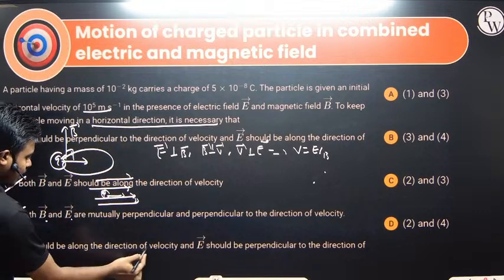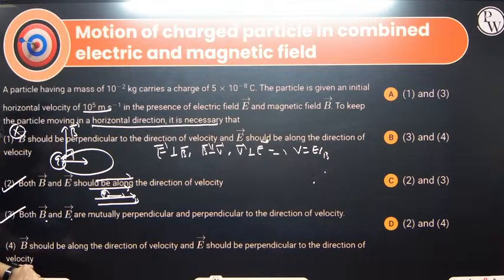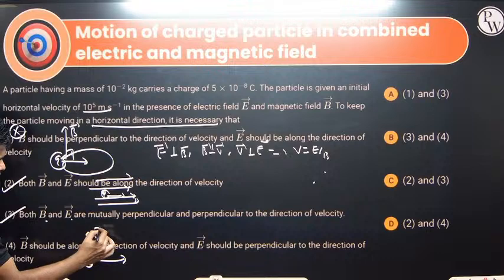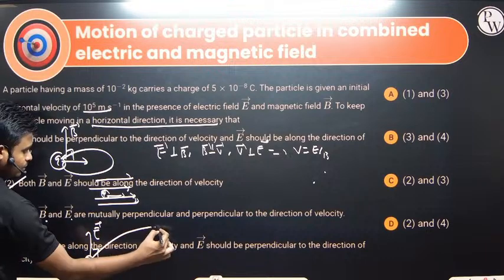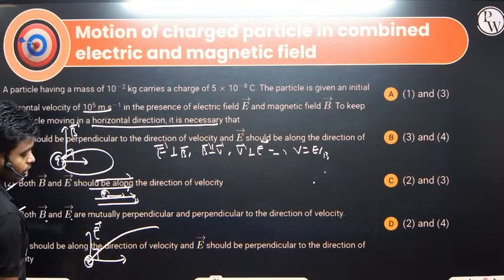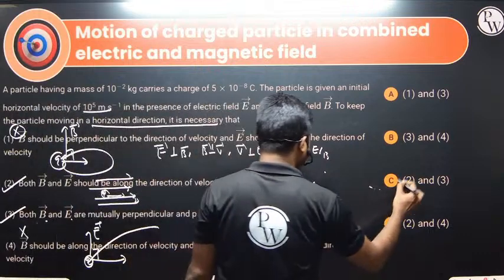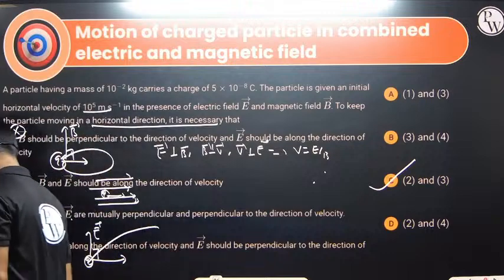Option: B should be along the direction of velocity, E should be perpendicular to the direction of velocity. Even if E is perpendicular to the velocity direction, this angle is 90 degrees and the particle will deviate like this. It will move in a parabola, not a straight line. This option is also wrong. So option C, both 2 and 3, is the correct one.